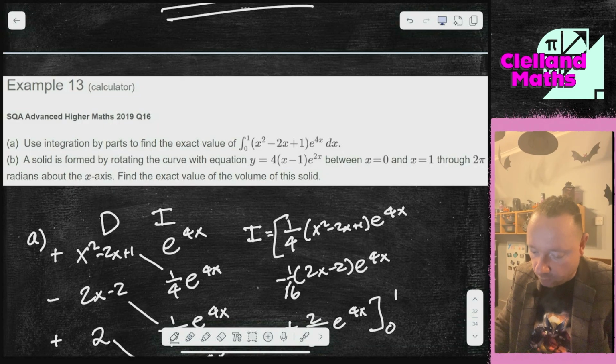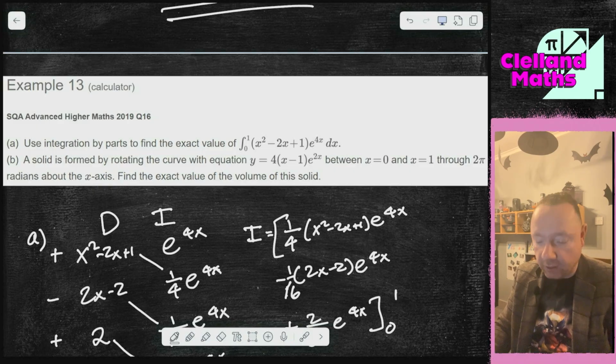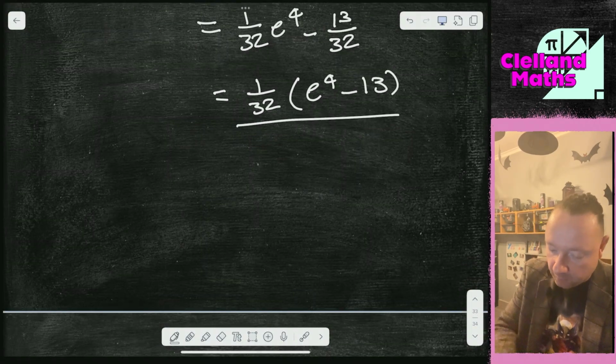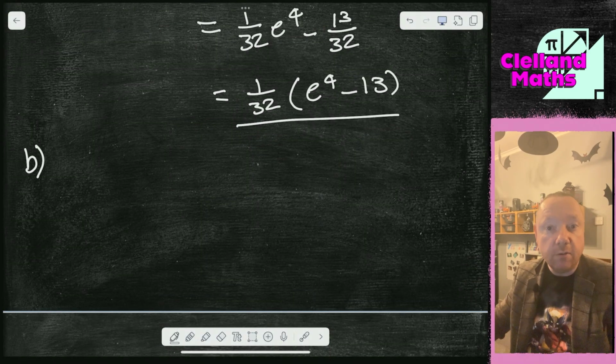Part B says, I solve this form by rotating the curve of equation y equals 4 bracket x minus 1 e to the 2x between 0 and 1 through 2 pi radians. Find the exact value of this solid. Part B must follow on from part A, surely, so let's have a look.